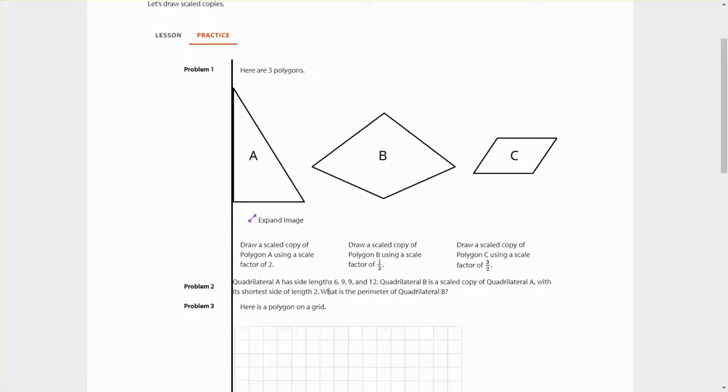So if you divide 6 by 3 to get 2, you would also divide 9 by 3 to get 3, 9 by 3 to get 3, and 12 by 3 to get 4. So the side lengths in quadrilateral B are 2, 3, 3, and 4. So the perimeter would just be the sum of those. So add those up, and that gets you your perimeter.